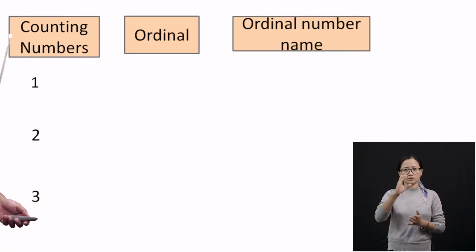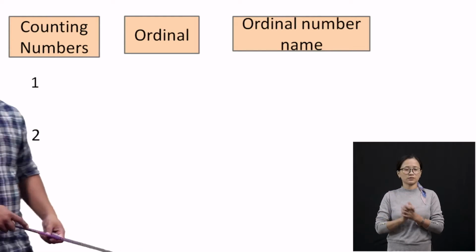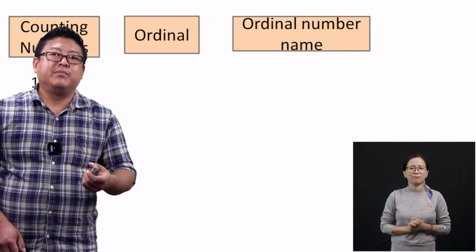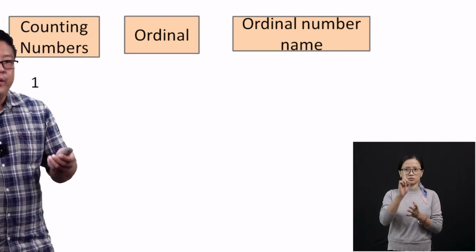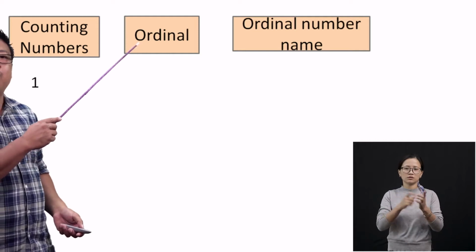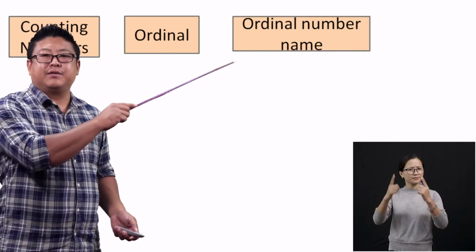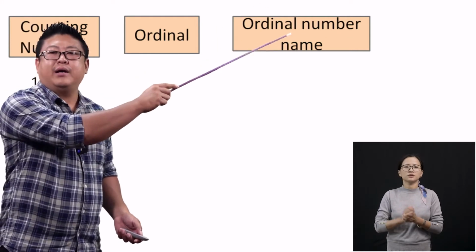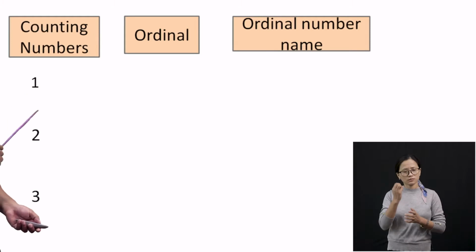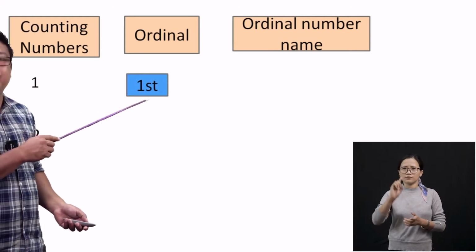We know the counting numbers. They are 1, 2, 3, 4, 5. It goes on, right? We count numbers starting from 1. Now the next column is for ordinal numbers, okay? And the last column is for ordinal number name. So the counting number 1. For this number 1, the ordinal number is first.